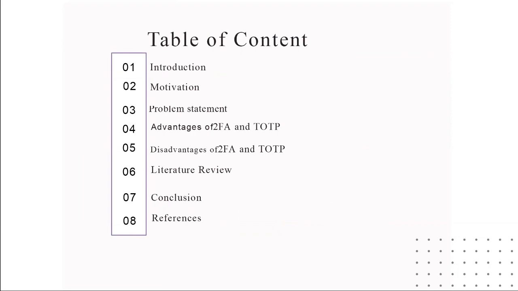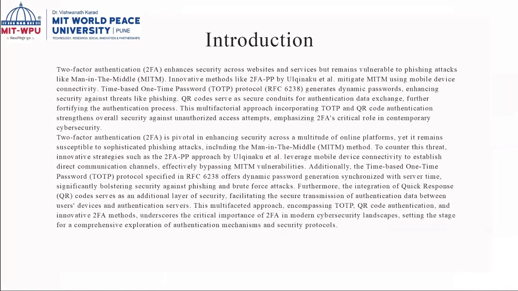I will be starting off with the introduction. Two-factor authentication is a crucial security measure that is widely utilized to protect online accounts from unauthorized access. However, despite its effectiveness, 2FA can still be vulnerable to sophisticated phishing attacks, such as man-in-the-middle attacks. In response to these threats, researchers have developed innovative approaches like the 2FA-PP method, which utilizes mobile device connectivity to establish secure communication channels and mitigate MITM risks.